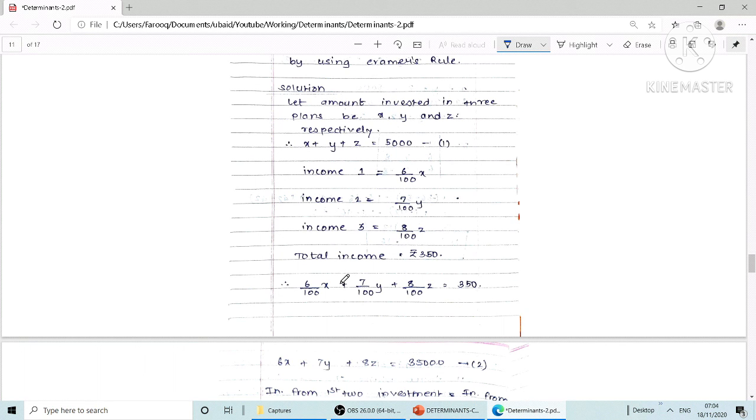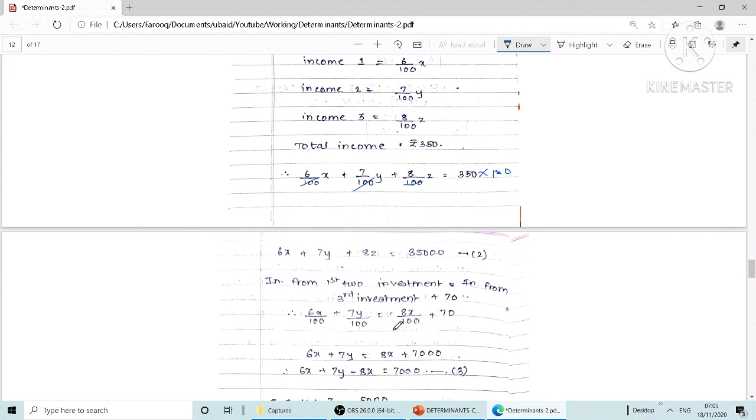Then here we will multiply both sides by 100. This 100 will get cut, this 100 will get cut, this 100 will get cut, and here 100 will be multiplied. So what we will get is 35,000. Second equation is 6x plus 7y plus 8z equals 35,000.